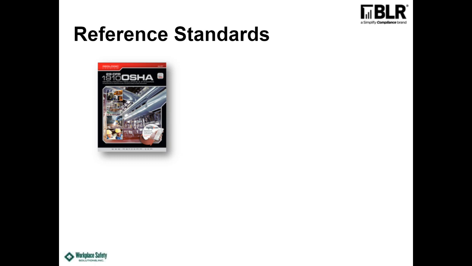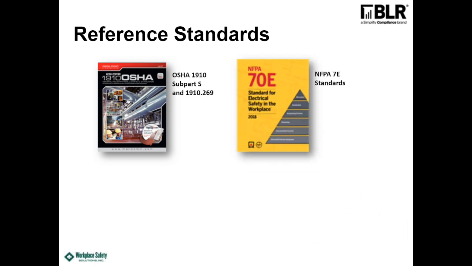NFPA 70E has been around since 1976. That was actually born when OSHA requested that NFPA come up with some information so they could create a standard in electrical safety. From that 1976 pamphlet, which was pretty small at that time, subpart S was born, and subpart K in construction.